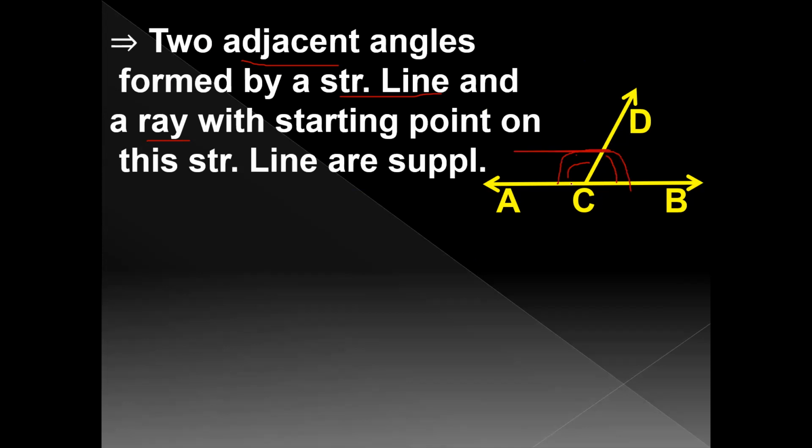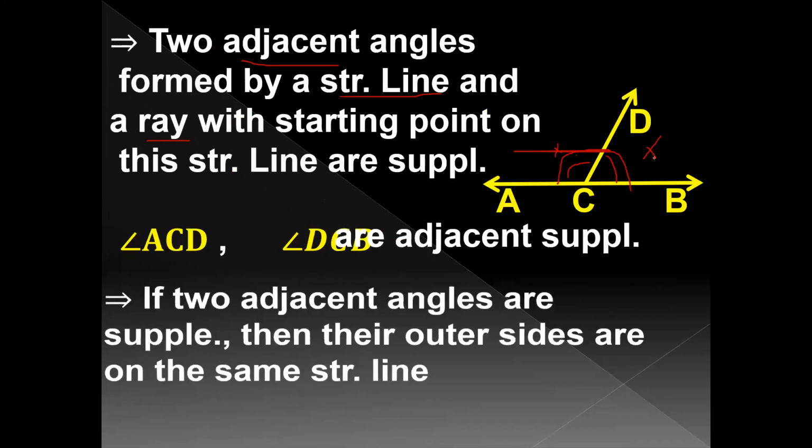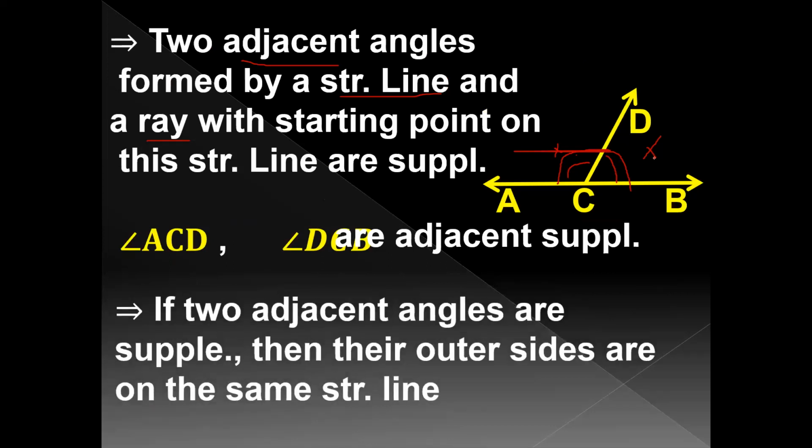We can find supplementary angles if we have a straight line and a ray with a starting point on this straight line. So we will find two angles whose sum will be 180, and the two angles are supplementary angles. We can call them adjacent supplementary angles.